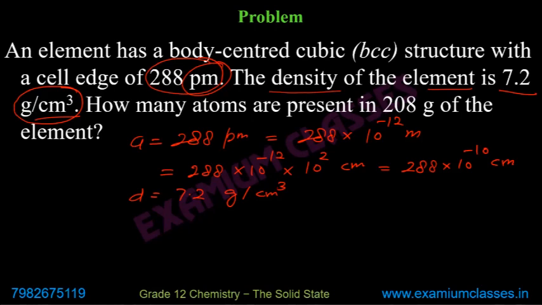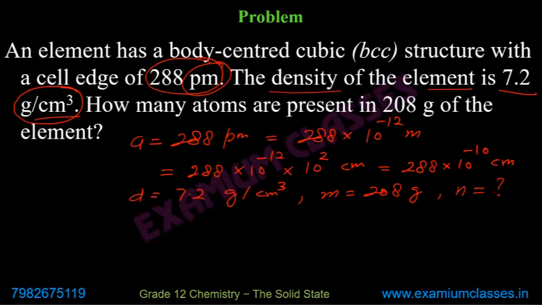How many atoms are present in 208 grams? M is equal to 208 grams of the element. You need to calculate the number of atoms present in 208 grams of element. Now the question is very simple if you understand.